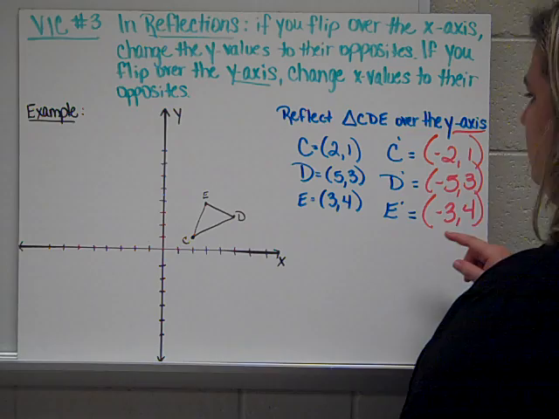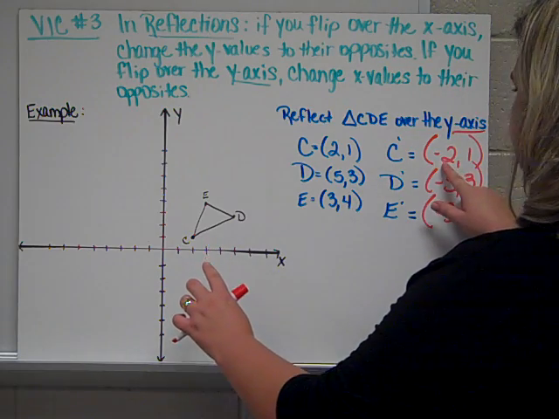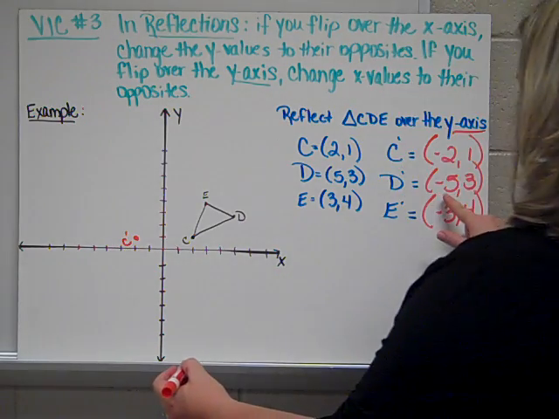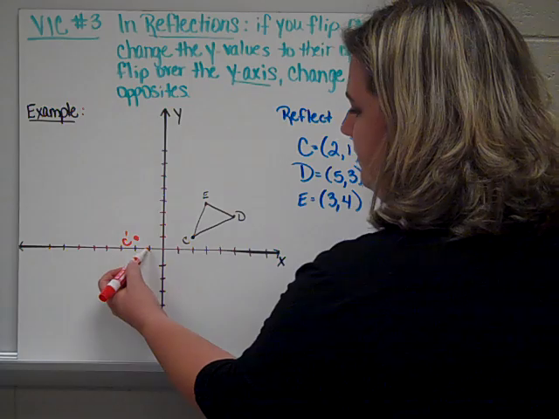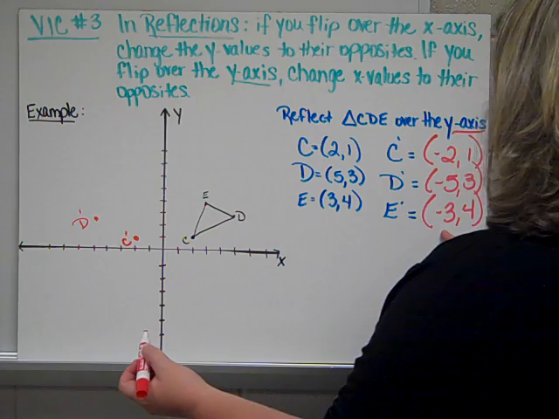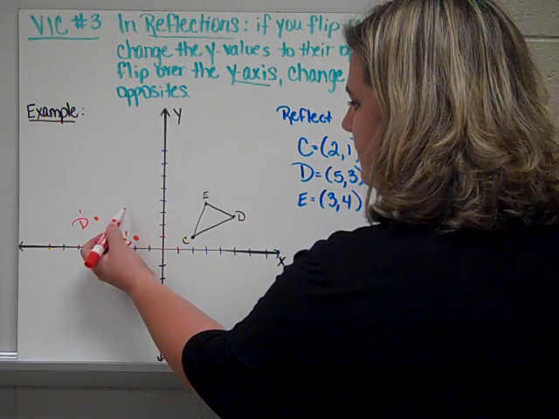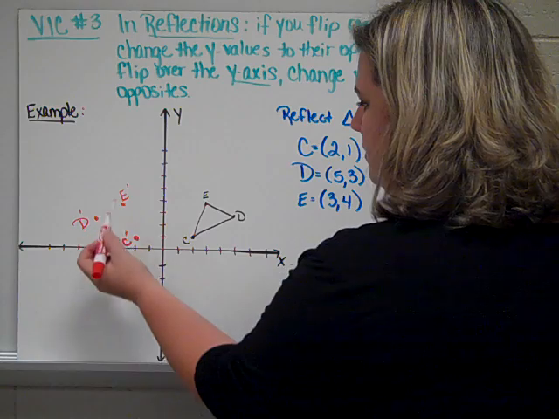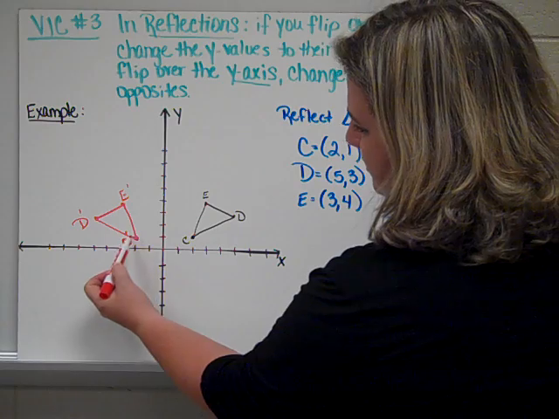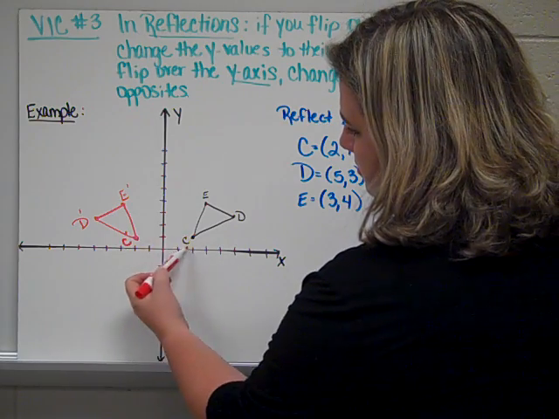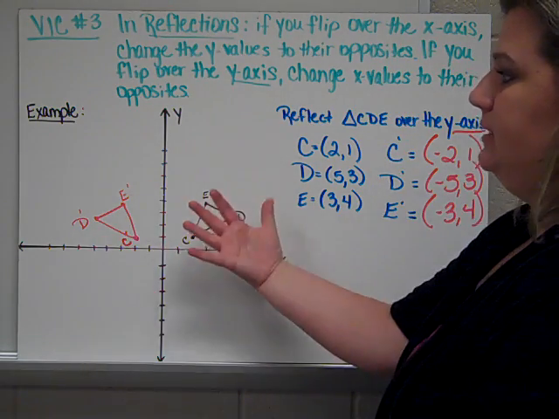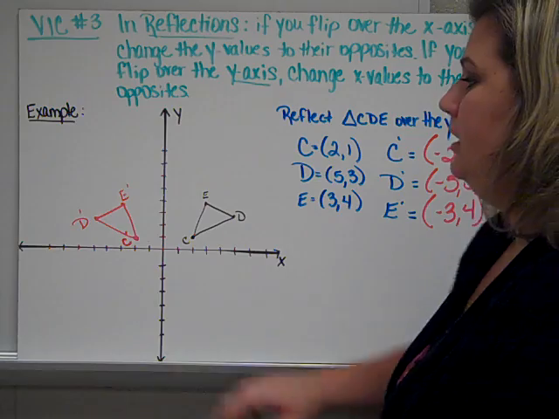So let's look at this. C prime is negative 2, 1. D prime is negative 5, 3. E prime is negative 3, 4. Notice that we're staying on the same tick mark on the y-axis for each one of those points. And we reflect that. So we have our pre-image and our image.